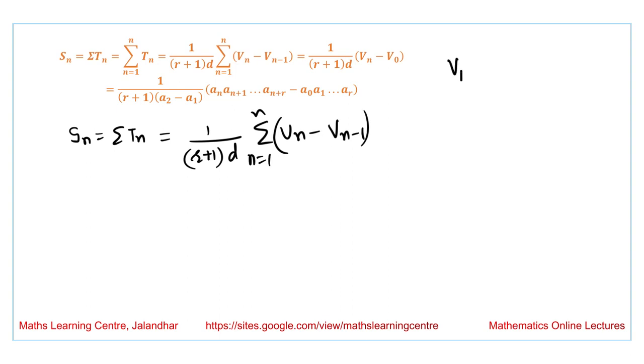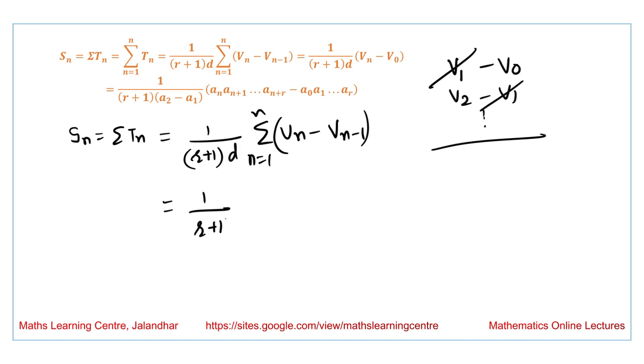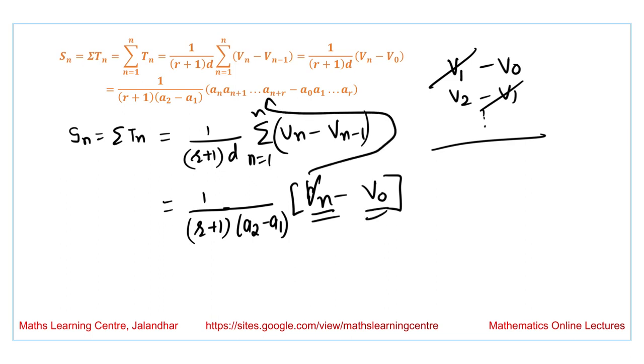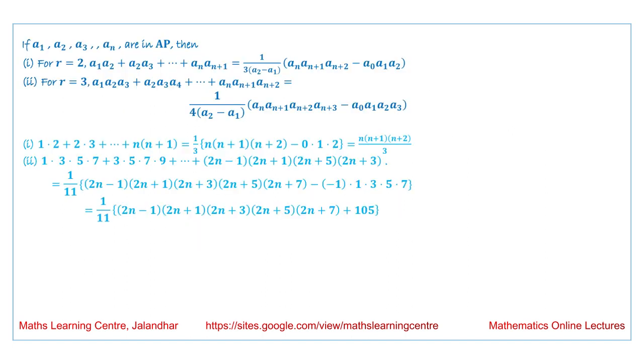When we add these values, it is V1 minus V0, then V2 minus V1, and so on. So when we add all these values, V1 gets cancelled, and finally what we are left with is 1 over r plus 1. The value of d is a2 minus a1, and the answer we are left with here is Vn minus V naught. So these are the terms that we already have. So by using this result, we can find the sum of this series. We solve these problems based upon this method.